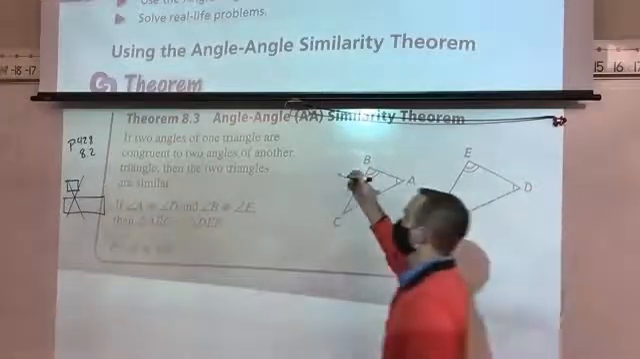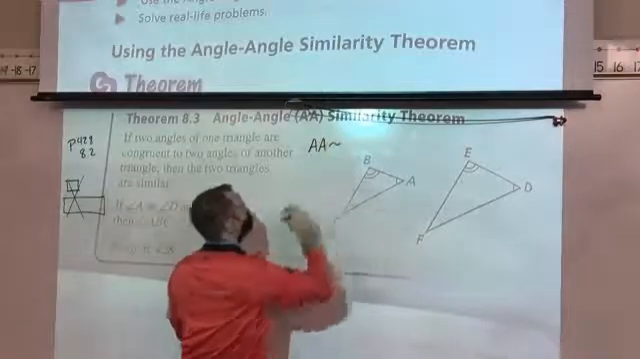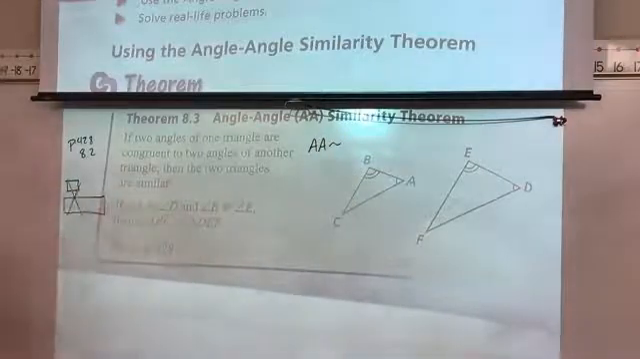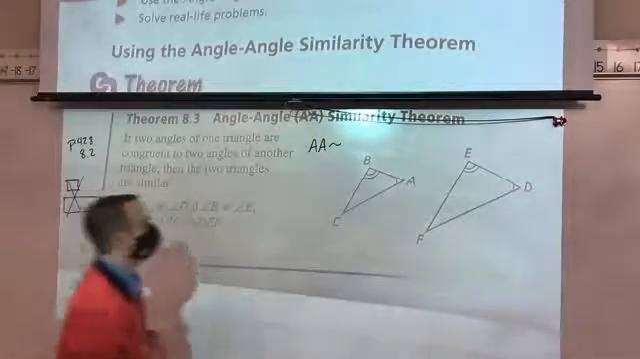Our abbreviation for angle-angle similarity, you see AA there. I'm going to say AA with the similar sign on it, just so that we know for sure we're using it to say that these are similar. So this is angle-angle similarity, AA with the similar sign.